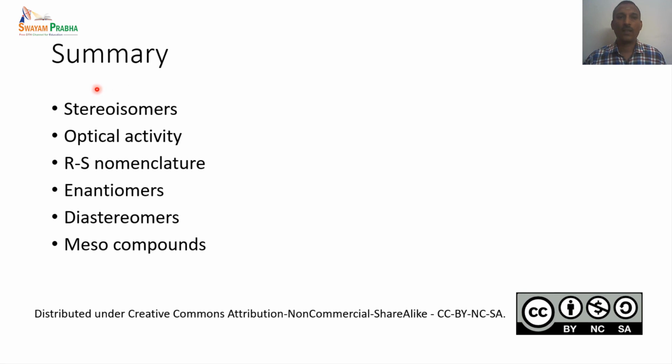In summary, let us recap what we have studied so far. We studied various stereoisomers, that is, configurational isomers and conformational isomers. We also studied the conditions for optical activity and what specific rotation is. We then studied how to assign R and S nomenclature to chiral compounds, or compounds having a stereogenic center. We then studied some examples of enantiomers and diastereomers, and how to differentiate between them. We also studied meso compounds.